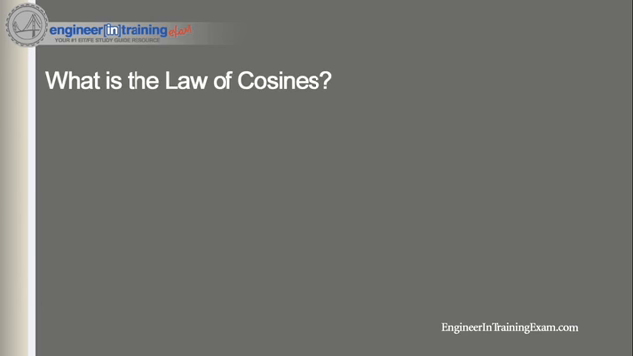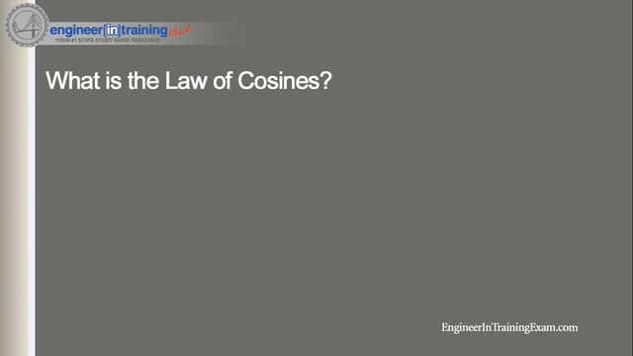So what is the law of cosines? We use the law of cosines and the law of sines to solve triangles that are not right angled. Such triangles are called oblique triangles. The law of cosines is used much more frequently than the law of sines is, and more specifically when we know two sides of a given triangle and the angle in between those two sides, then the law of cosines enables us to determine the third side of that triangle.